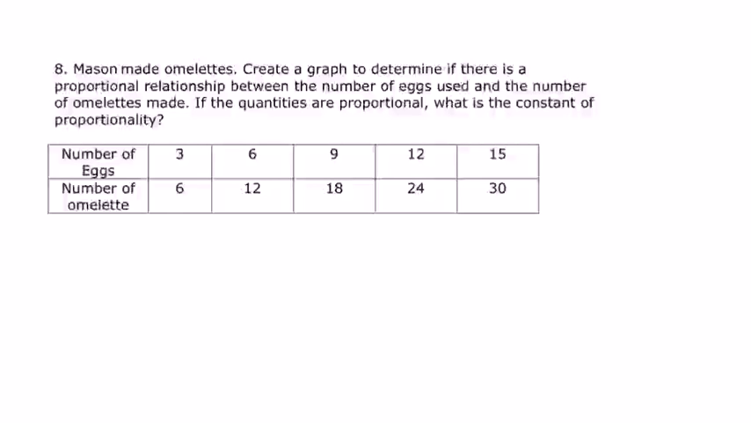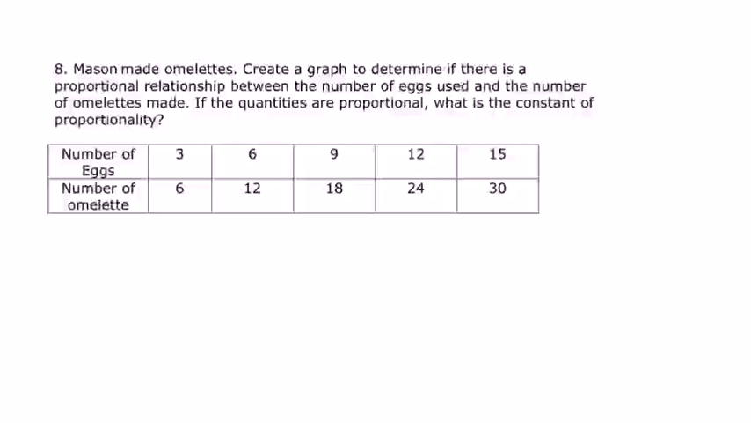Hey guys, so here again is yet another problem for us. This one looks a little bit different than what we're used to, but let's take a look at what we are given. So we have the fact that Mason made some omelets. Create a graph to determine if there is a proportional relationship between the number of eggs used and the number of omelets made. If the quantities are proportional, what is the constant of proportionality?